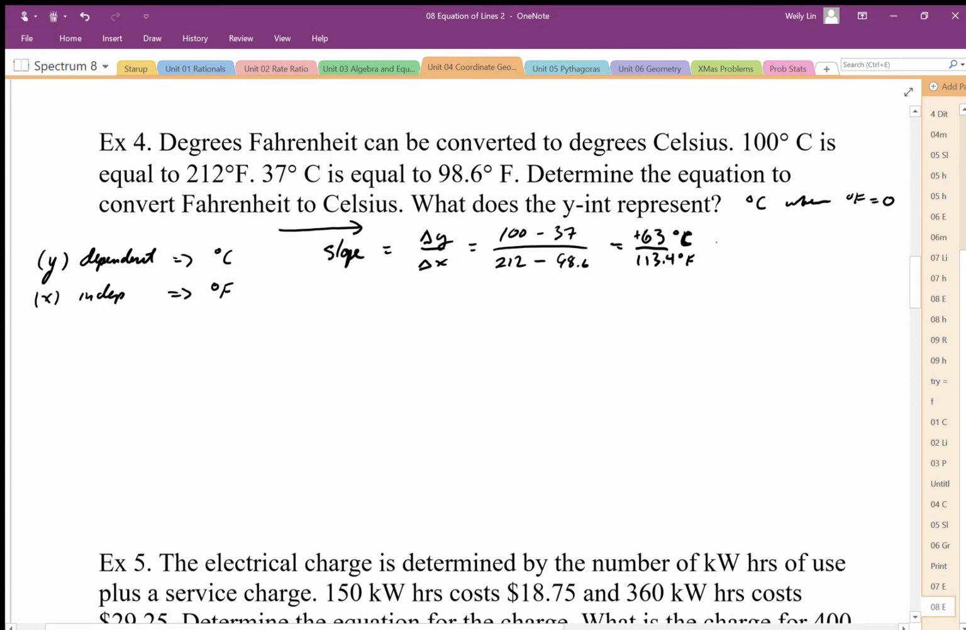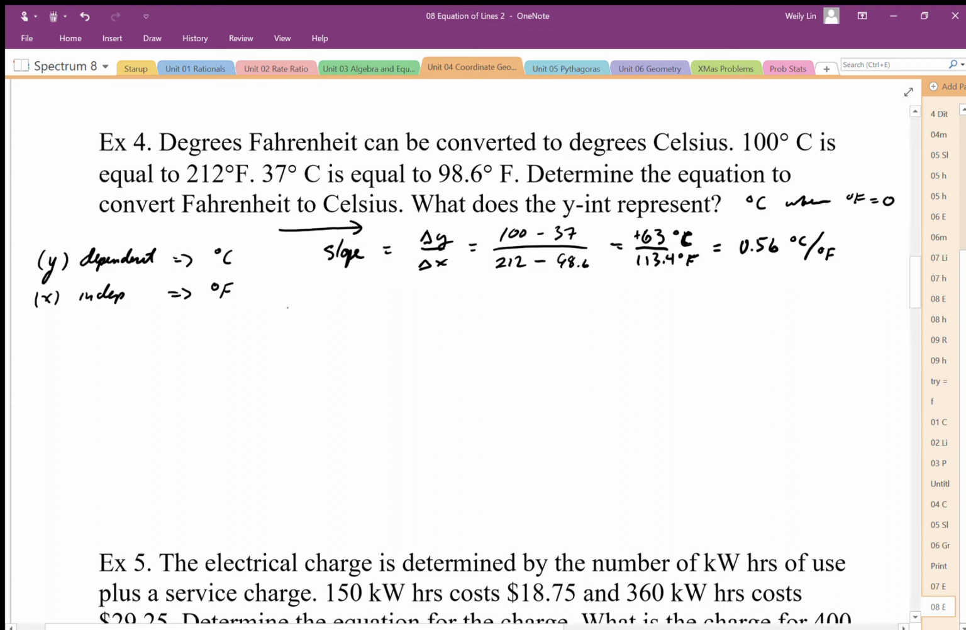Now we should change this into a unit rate. So we're going to do 63 divided by 113.4, and that's going to give us 0.55, and I'm going to round that to 0.56. It's 5 repeating. And this is degrees Celsius for 1 degree Fahrenheit. So a 1 degree change in Fahrenheit gives us only a 0.56 degree change in Celsius. So it's almost a 2-to-1 change.